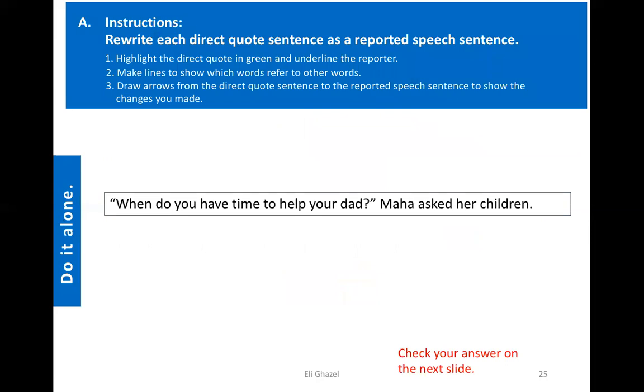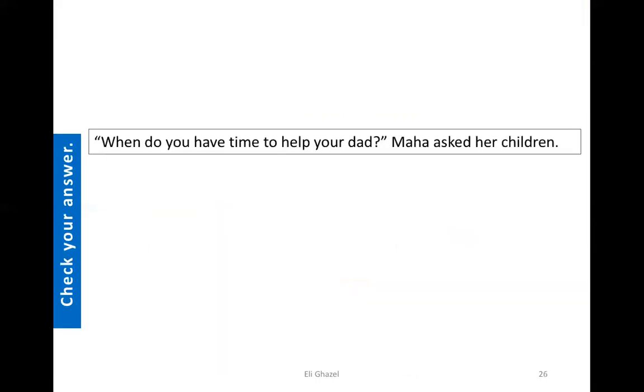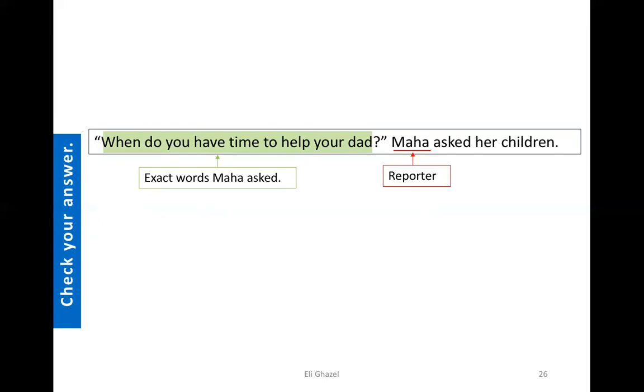Again, we give them another opportunity to try this one. And remember, you can do all four together and then give feedback, or you can do one at a time like I'm doing now. When do you have time to help your dad? Maha asked her children. And then after we give them some time to do it, we give them feedback. Who is asking the question? Maha. Her exact words are, when do you have time to help your dad?